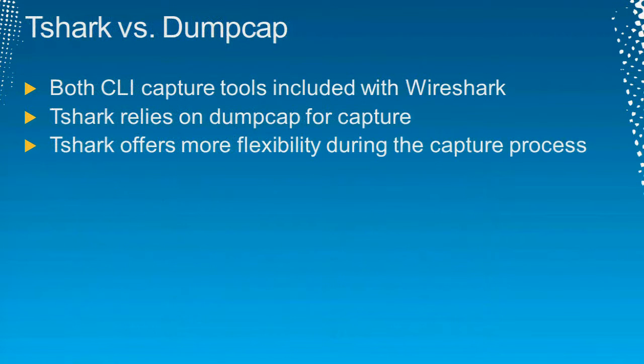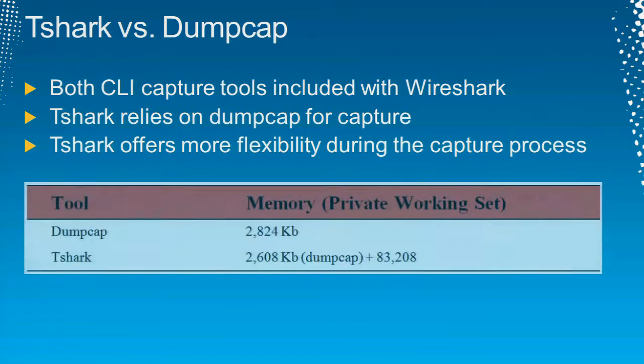Okay, T-Shark versus DumpCap. There are two command line tools that are built into Wireshark, and the difference between the two tools has to do with functionality and how much overhead they require. If you just ran DumpCap at the command line, the memory requirement is very, very low, 2,824K. And that's during an active capture, when it's actually running and capturing things. T-Shark itself is 2.6K. But just so you know, T-Shark uses DumpCap to do the capturing.